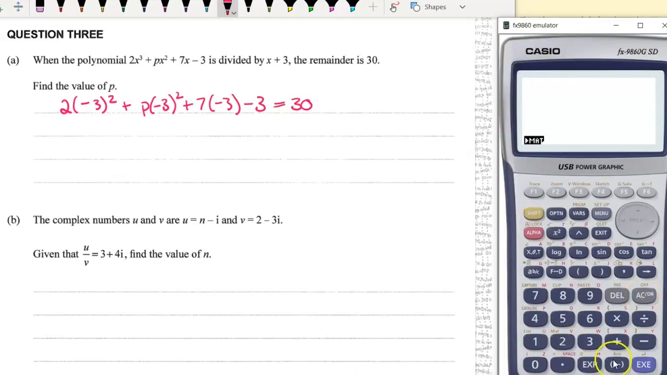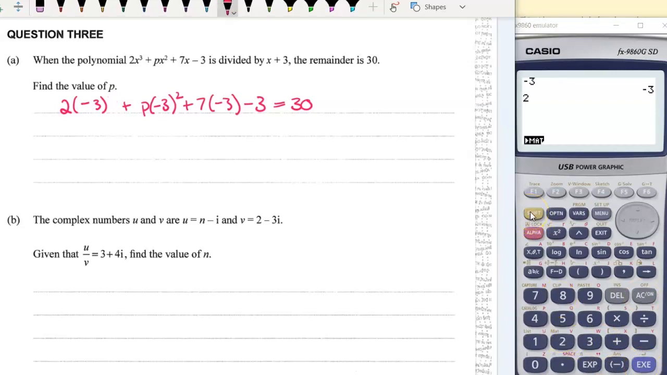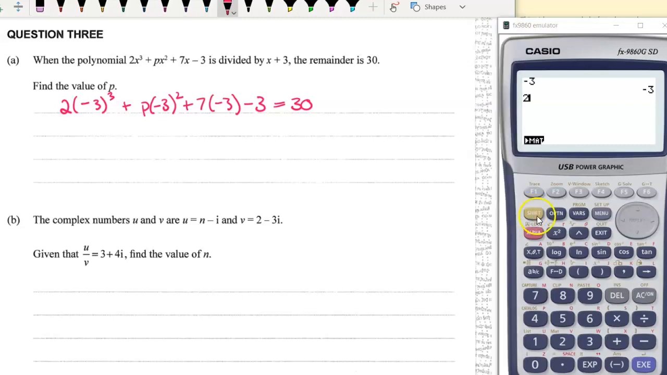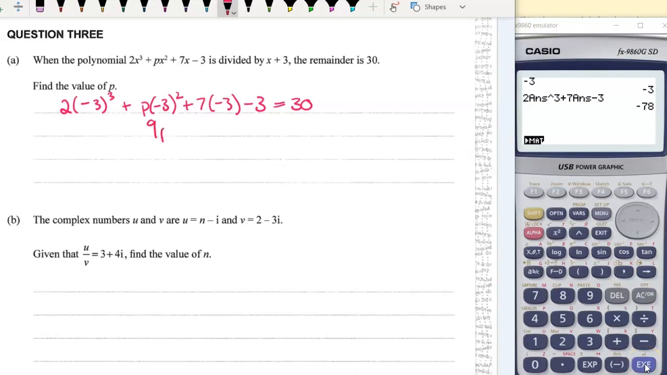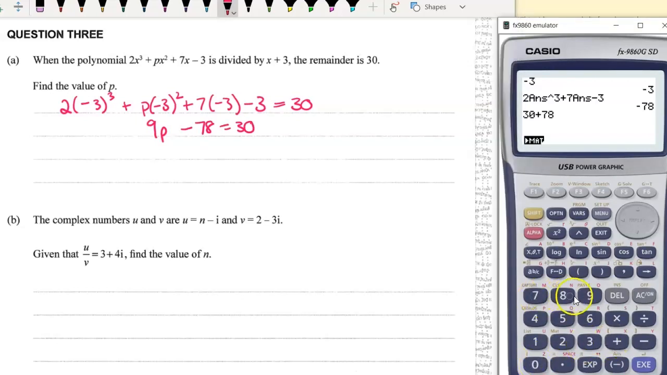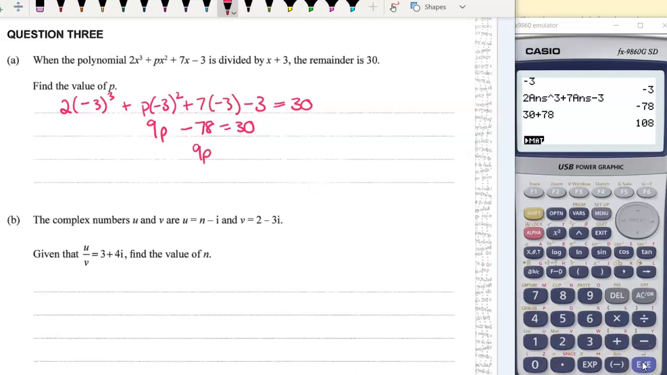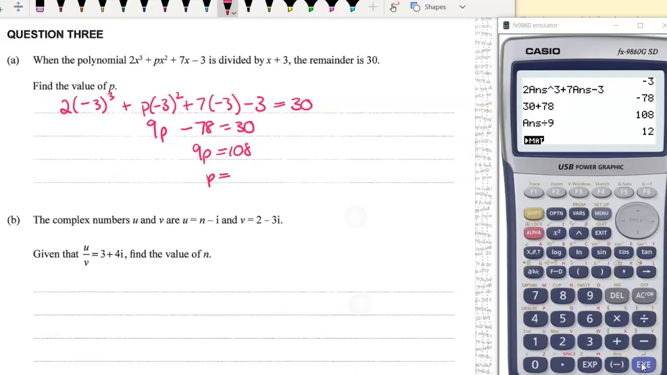Okay, so I'm going to put the -3 in first, just save me a little time. So at 2, oh, that is a cubed, not a squared. So 2 times the answer cubed plus 7 times the answer minus 3 gives me minus 78. This bit here is a 9p. Minus 78 makes 30. So if I do 30 plus 78, we've got 9p is 108. So p is 12.